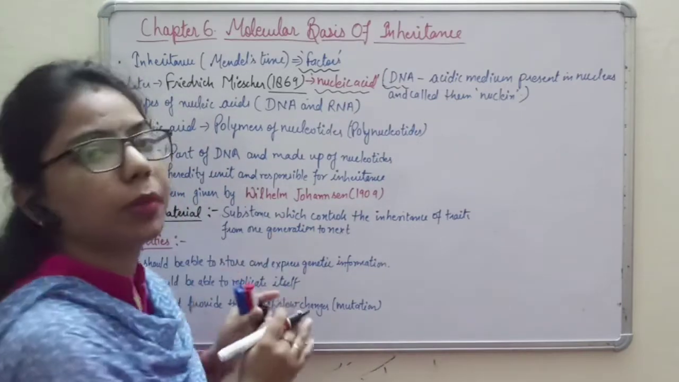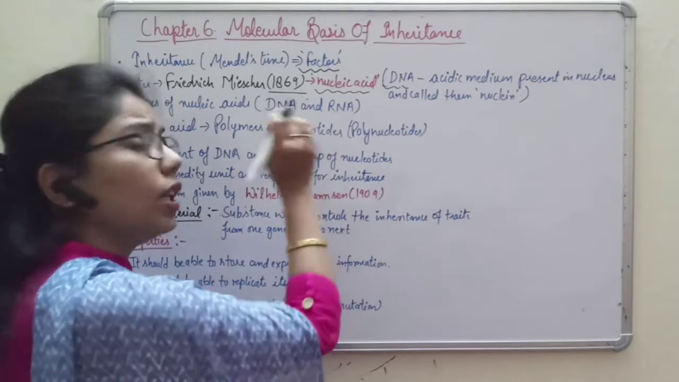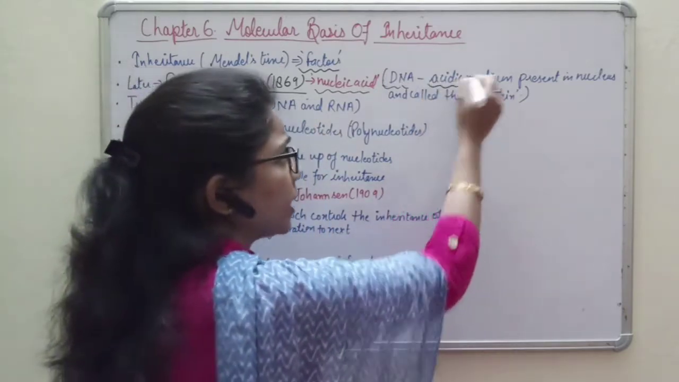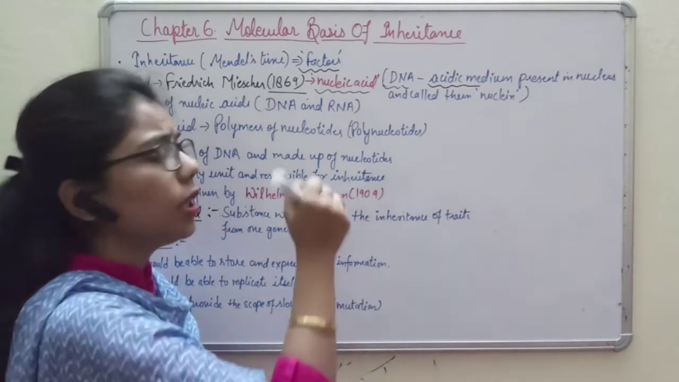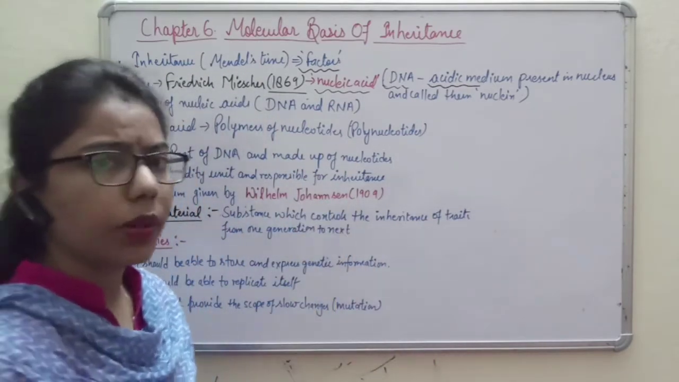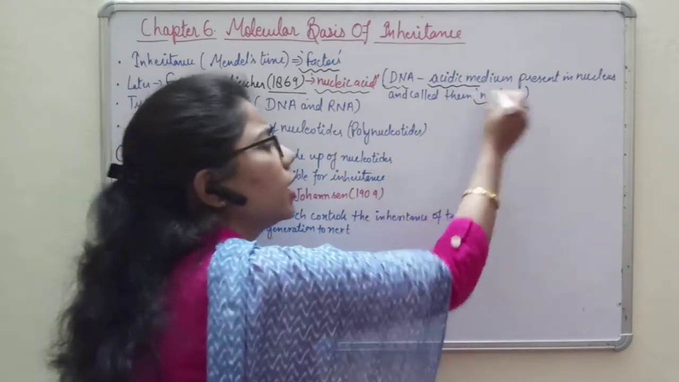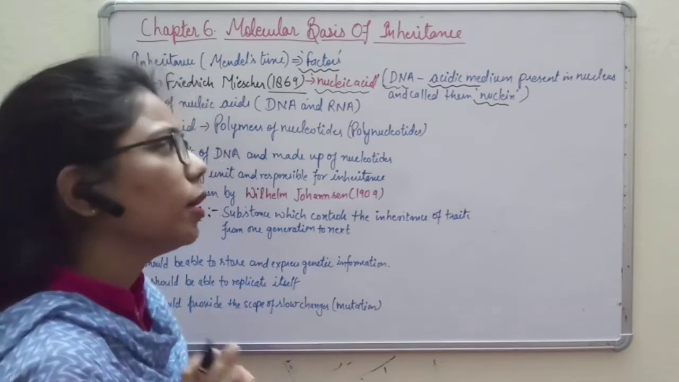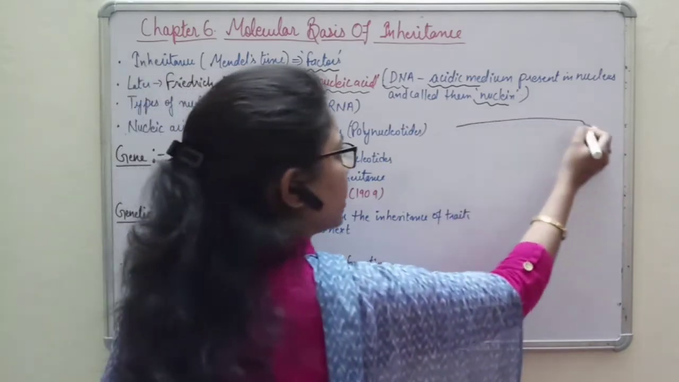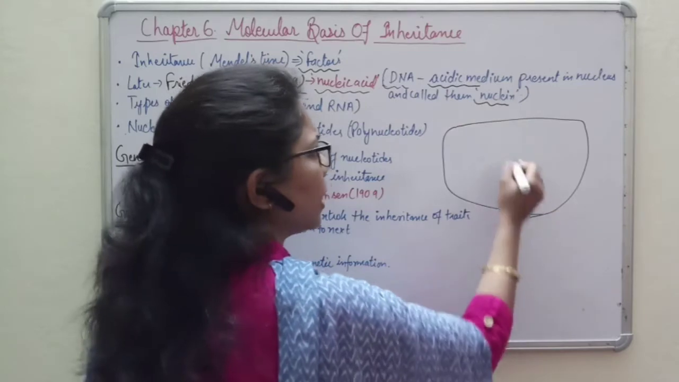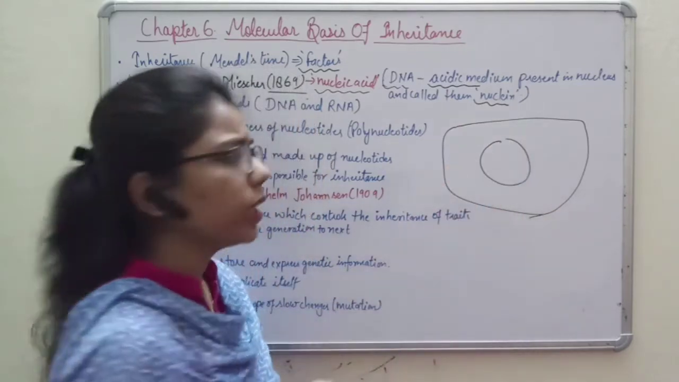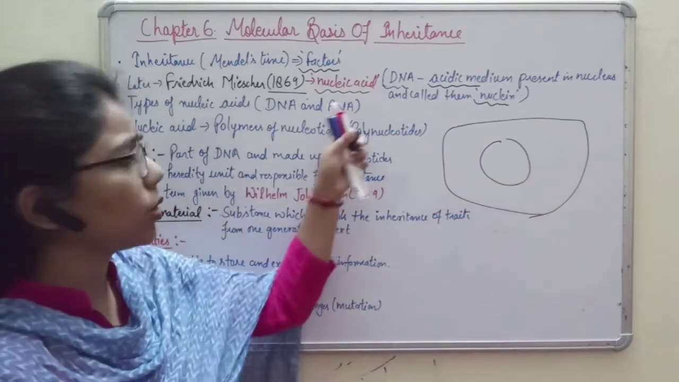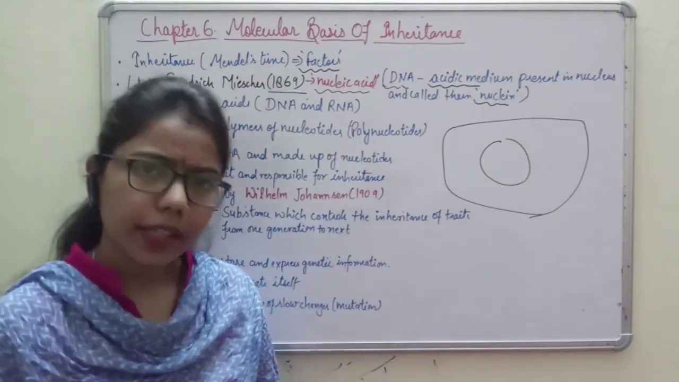In this whole chapter we will focus on DNA, the nucleic acid. He said that DNA is that acidic substance which is present inside the nucleus, and he called it nuclein. Still he was not able to give it very clearly, but he said that something is present inside the cell. For example, this is an animal cell and here the nucleus is present, and he said that something is present inside this nucleus which is responsible for the inheritance of character.